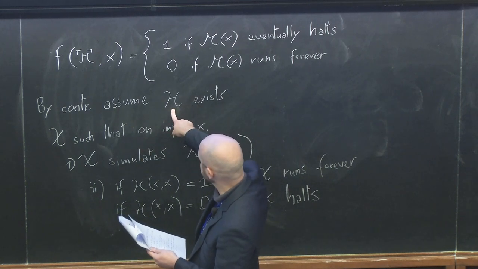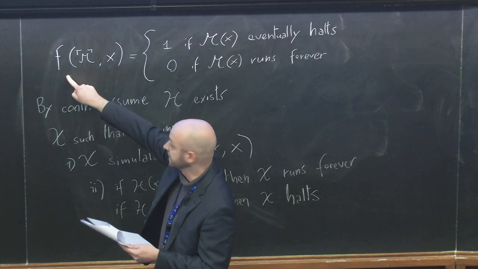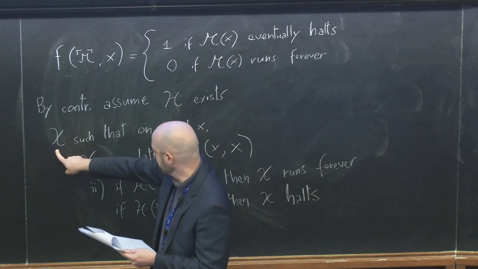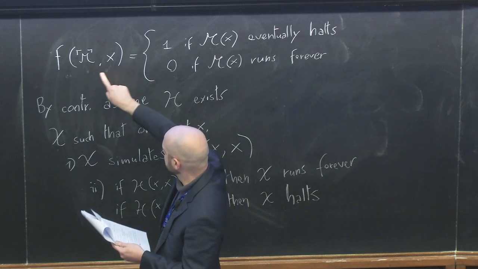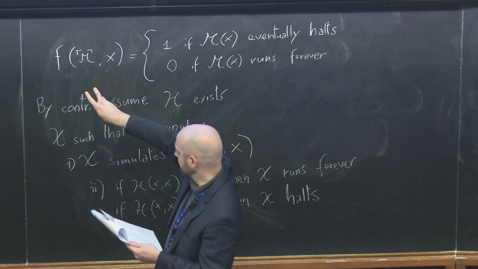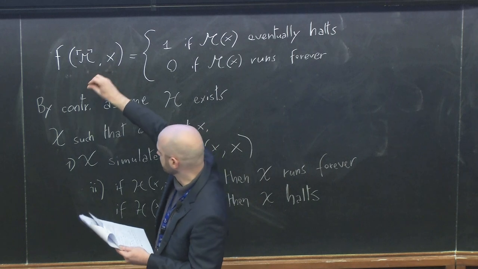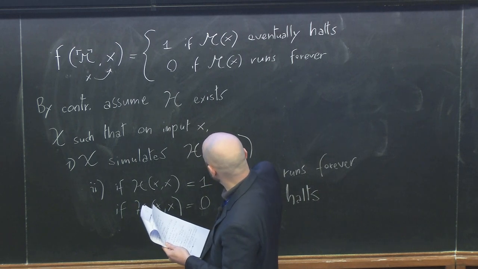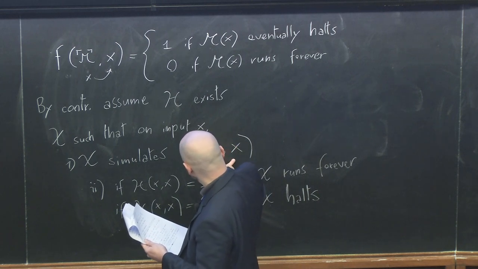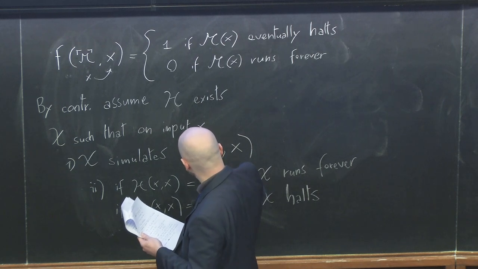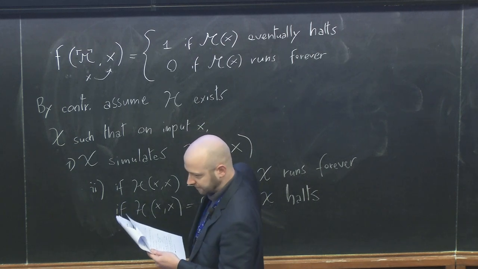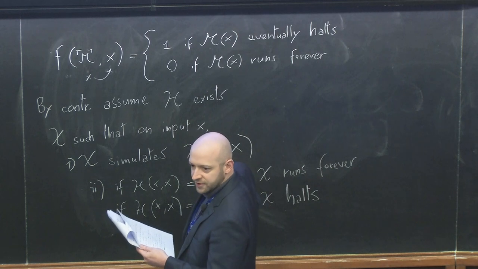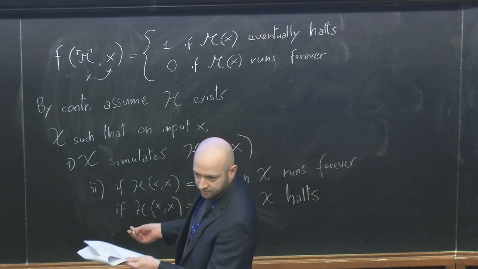I'm assuming H exists, which computes this function. This function has two inputs here. So what the machine X does is that it takes the input and applies it in the same argument, so that both arguments are the same, and then lets it run. This is going to be trying to see if the machine given by the string X halts or not on its own string, on its own description.